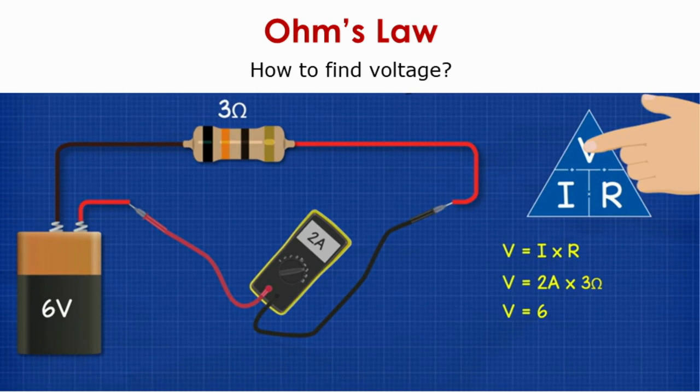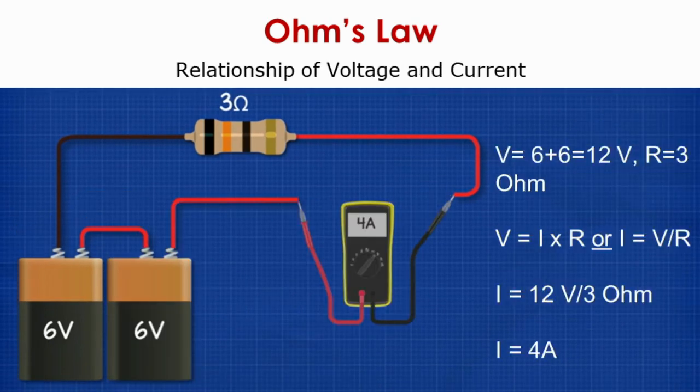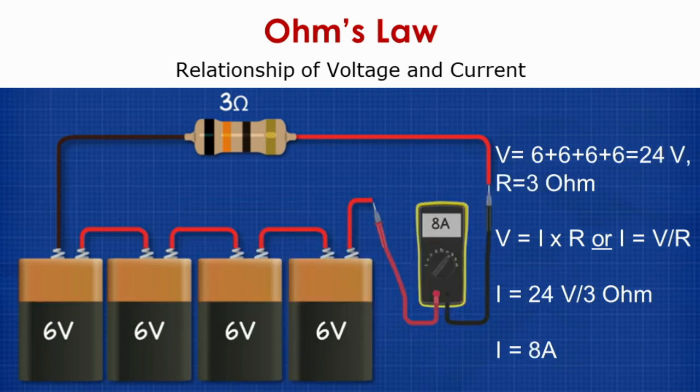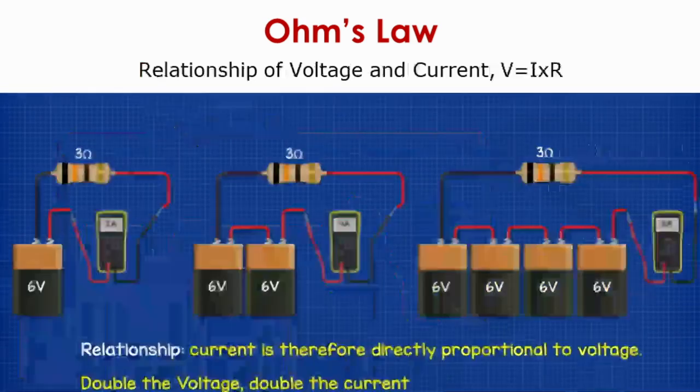Now we'll find out the relationship between voltage and current. For that, we are going to add another battery in series. So 6 plus 6 volt, when batteries are put into series, they add. So 6 plus 6 volt, 12 volt. So now we are having 12 volt and the resistor is of 3 ohm, the same thing. So 12 volt divided by 3 ohm, the current is 4 ampere. Now we have added two more. So total batteries of 6 volt, so the total voltage is 24 volt. So divided by 3 ohm, the current flowing through the circuit is 8 amperes.